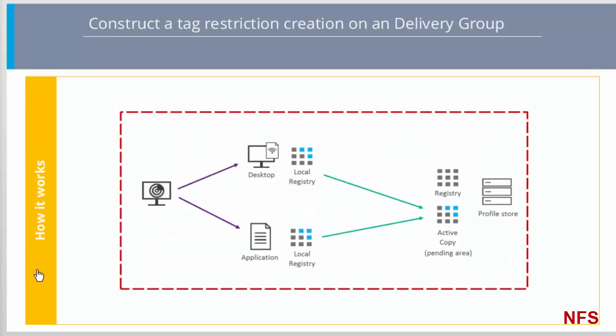So how does the Registry Active Writeback feature work? Let's say a user launches a desktop session. After UPM logon, the local registry would typically have changes made to it as the session is worked in. With Registry Active Writeback enabled, the UPM service will periodically write those changes to an active copy of the profile store's registry in the pending area.